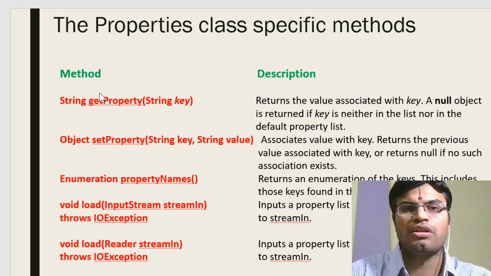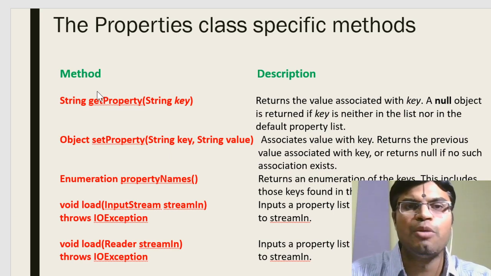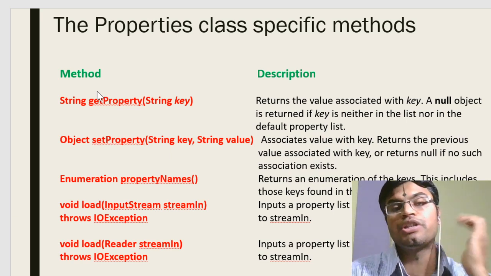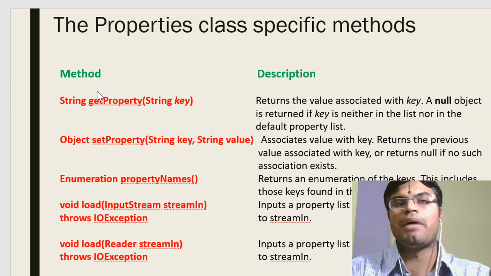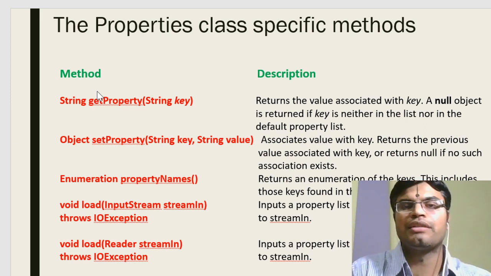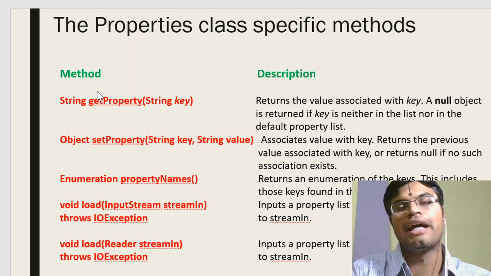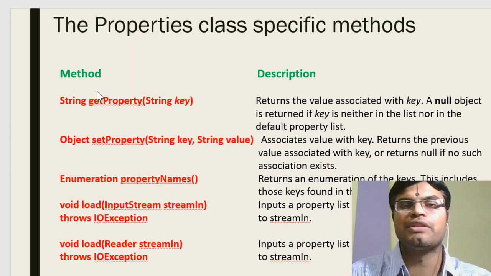Next, we have another function or a class called enumeration. Using this enumeration, I can basically traverse through the data in my properties file. So for example, whatever data I have, I can traverse through that using the enumeration. All the keys, whatever I have, I can get all the keys which are there.